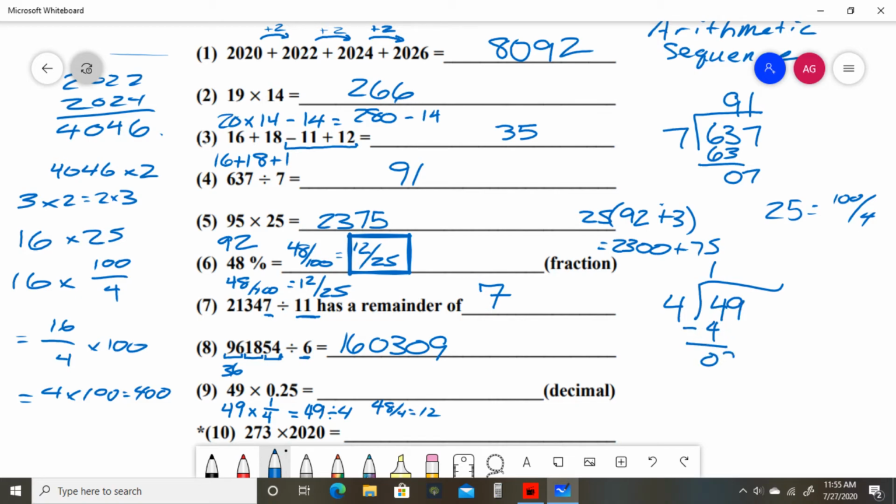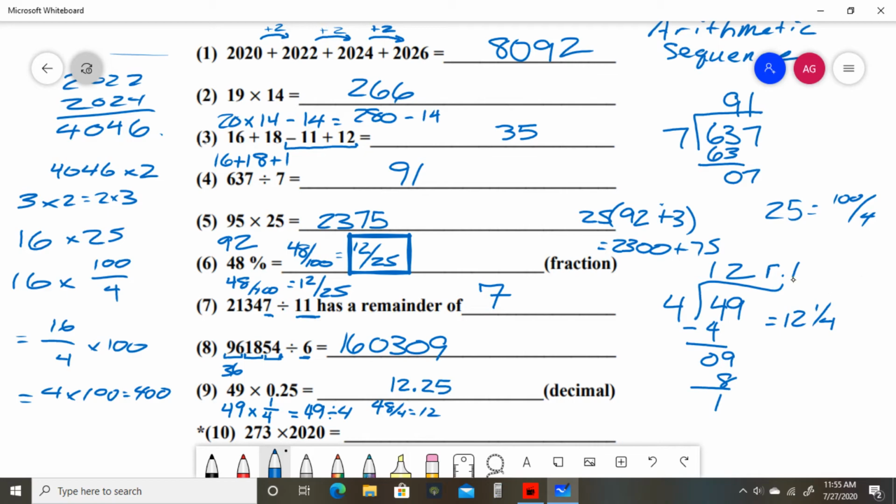Bring down the 9. 4 goes into 9 2 times. 4 times 2 is 8. Subtract, and we have a remainder of 1. So 49 divided by 4 is 12 with a remainder of 1, which is the same thing as 12 and 1/4. And so convert that to a decimal, and you get 12.25.